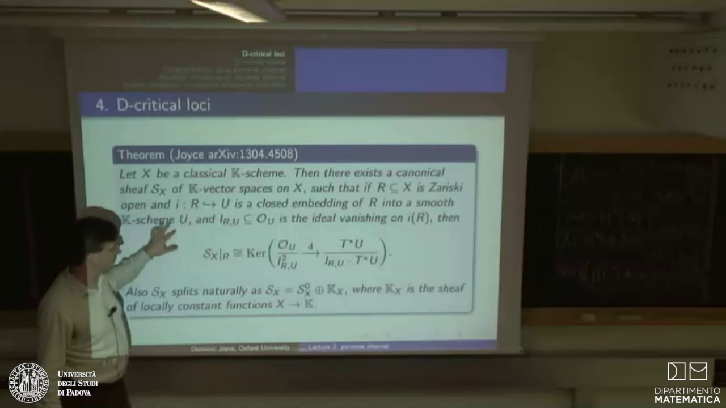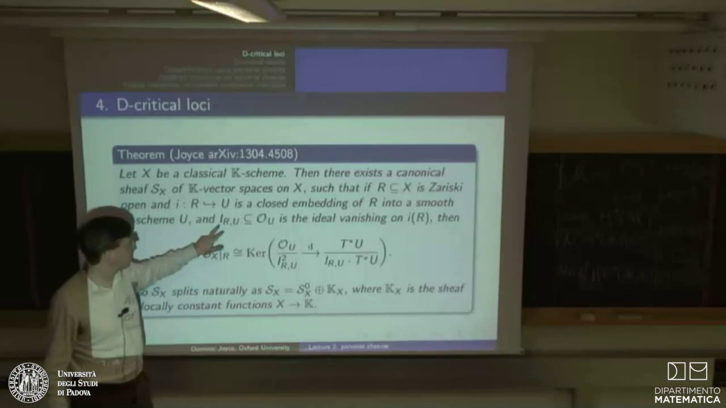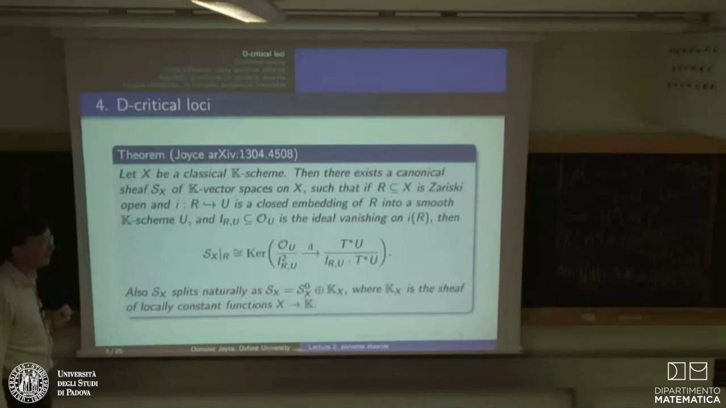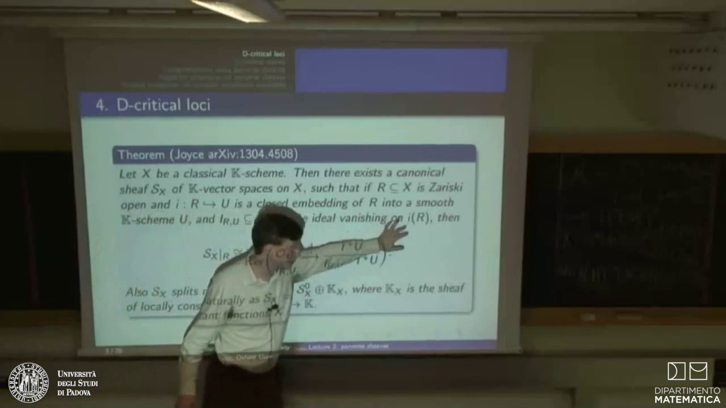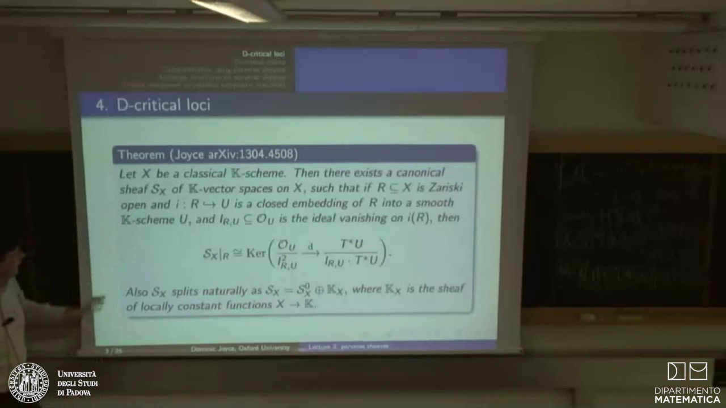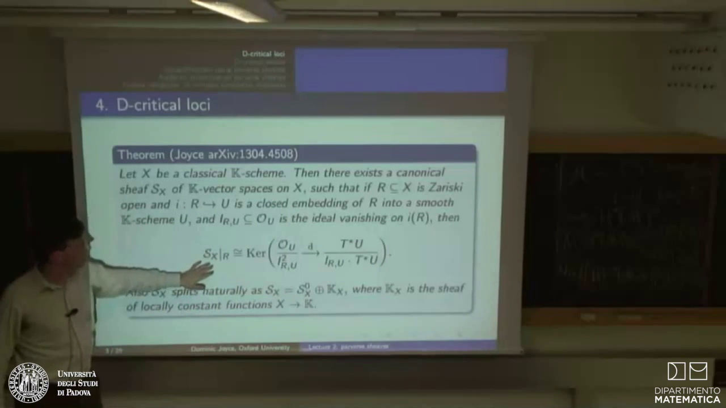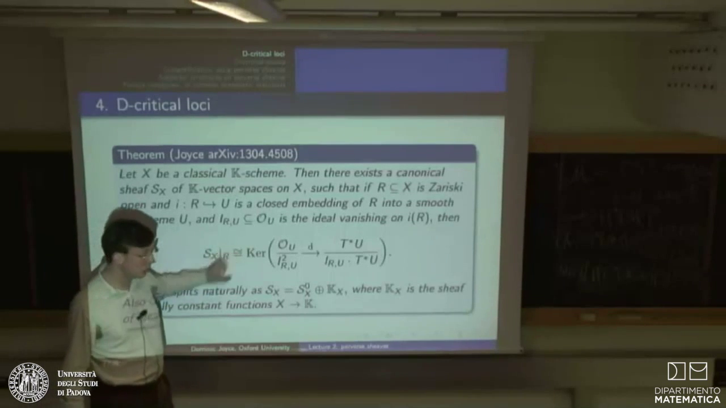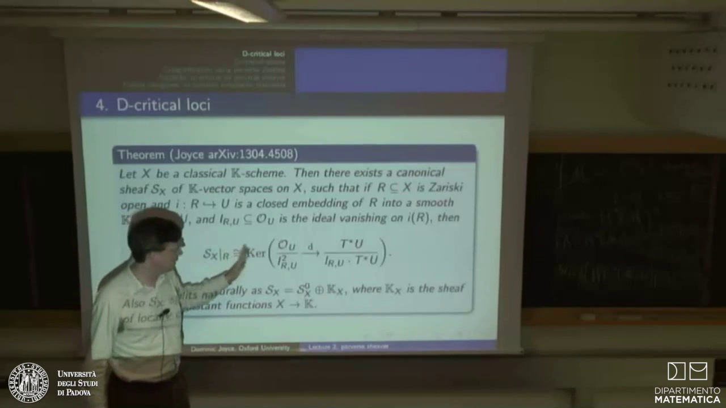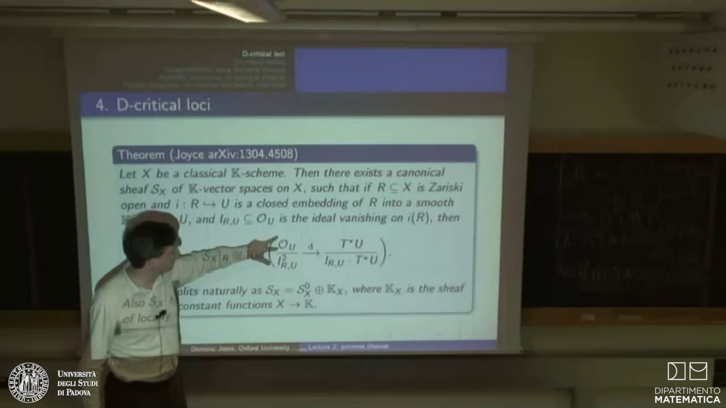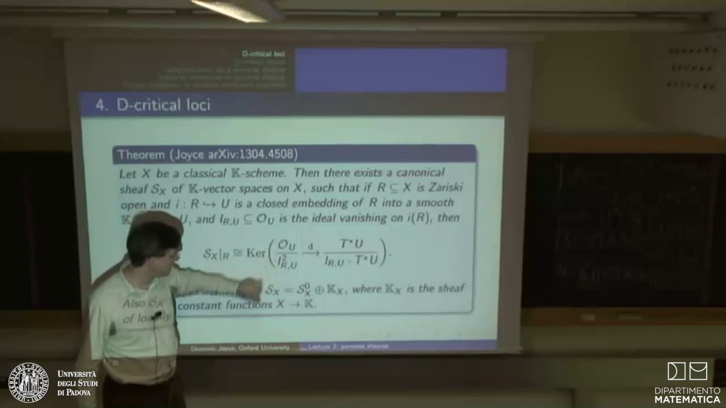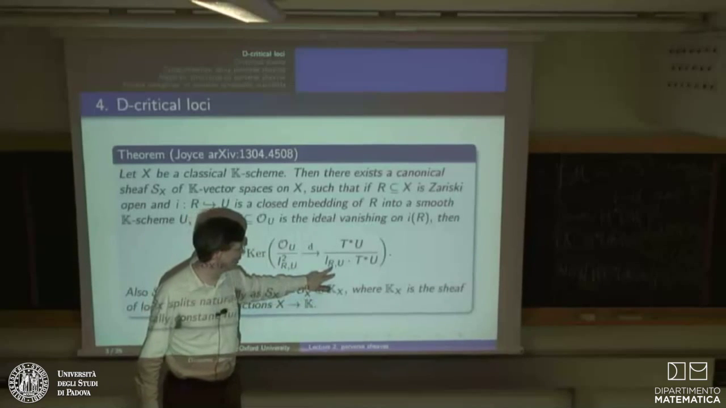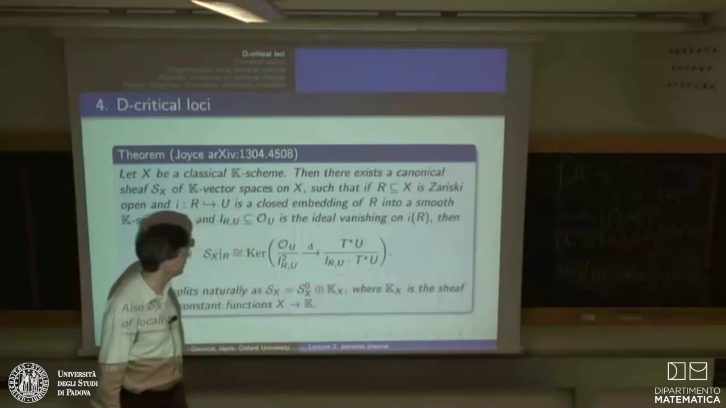so that R is really a subscheme of U, and we write I_{R,U} inside the sheaf of functions on U, so that the ideal of functions vanishing on the image i of R, which is isomorphic to R, then the sheaf S_X restricted to R is isomorphic to the kernel of a map d going from O_U divided by the ideal squared into the cotangent sheaf of U, T*U, divided by the ideal once times T*U.